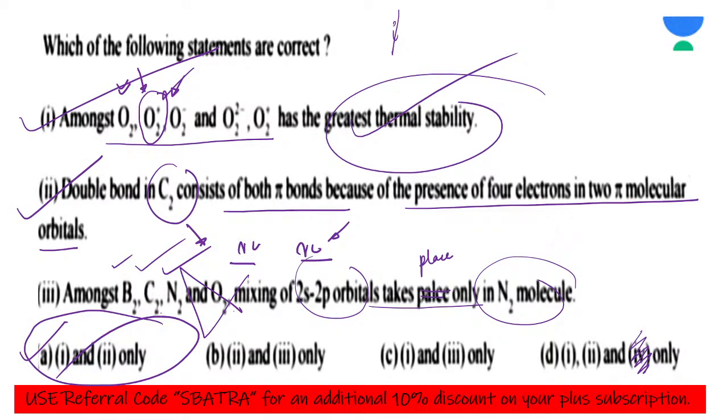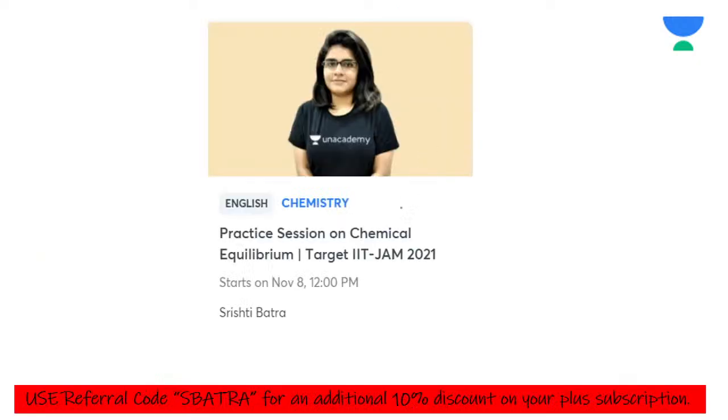Fine. Now you guys have an exam at 2 p.m. You have a championship test, so just take some rest and prepare for that. And now we have a practice session on chemical equilibrium on November 9th, that means tomorrow at 12 p.m. The timings are the same, but this class is going to be tomorrow.